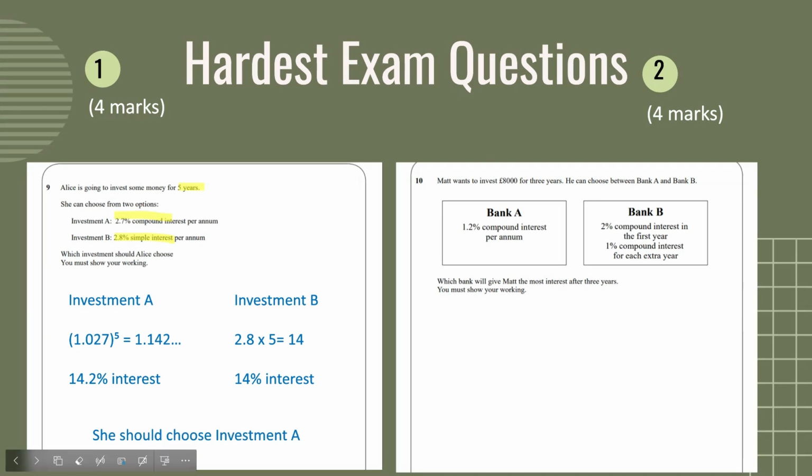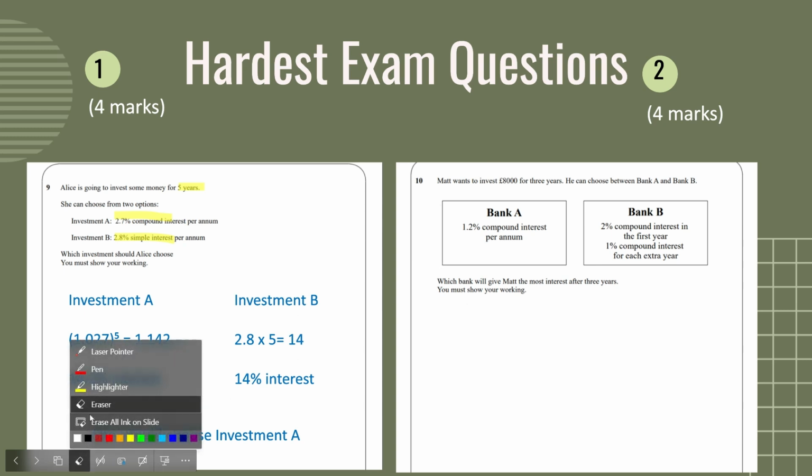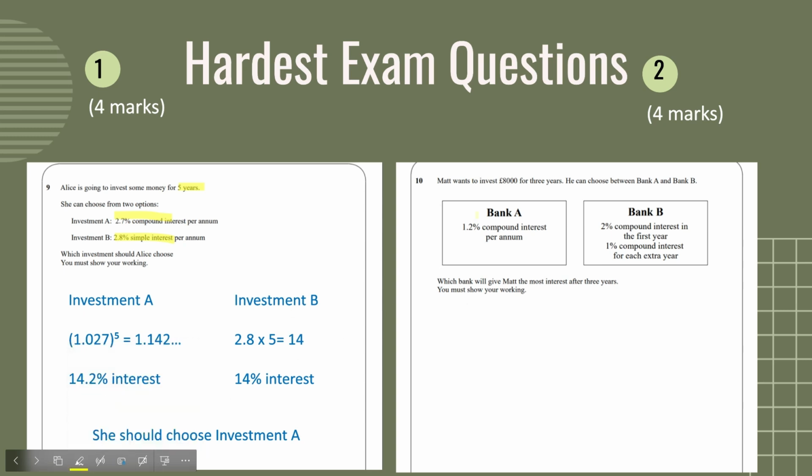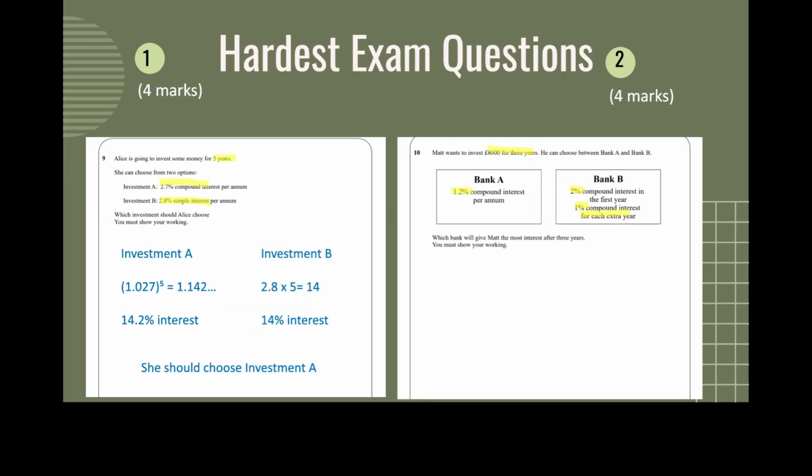For question 2, Matt wants to invest £8,000 for 3 years. He can choose between Bank A and Bank B. Bank A pays 1.2% compound interest per annum, and Bank B pays 2% compound interest for the first year and 1% compound interest for each extra year. Which bank will give Matt the most interest after 3 years? You must show your working.